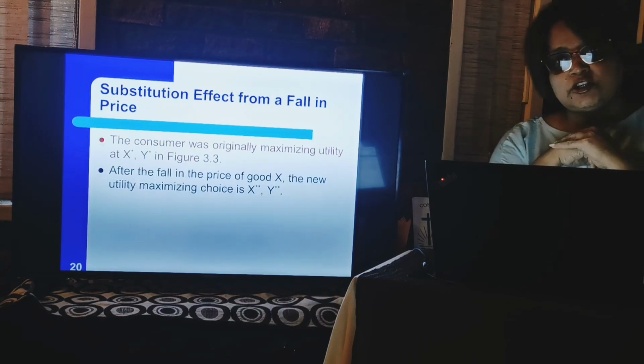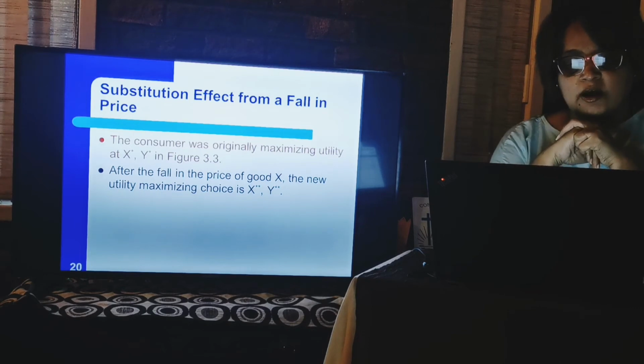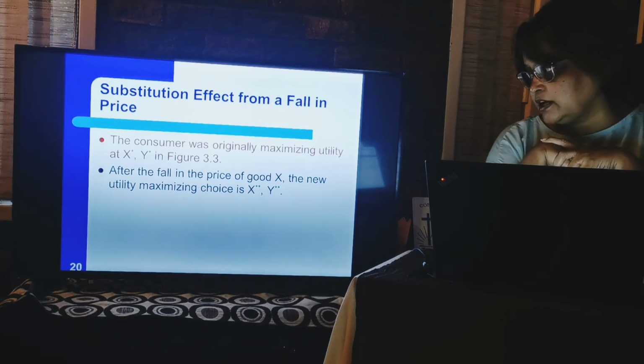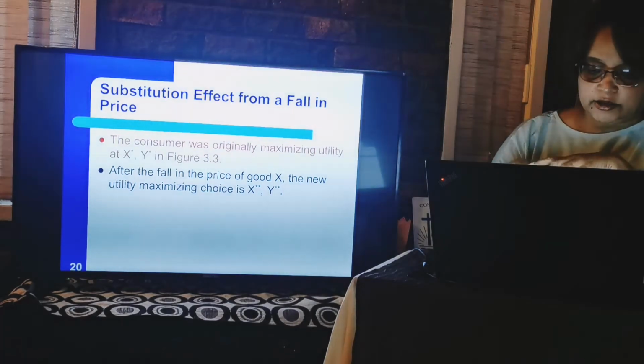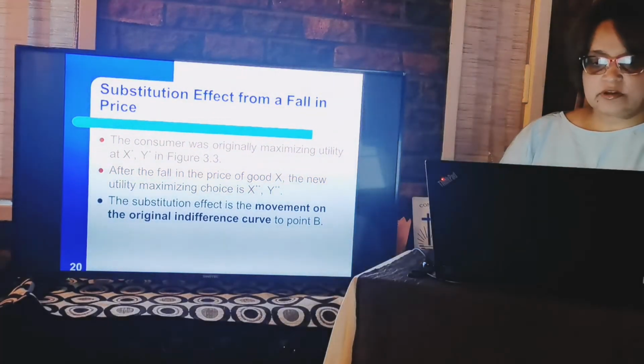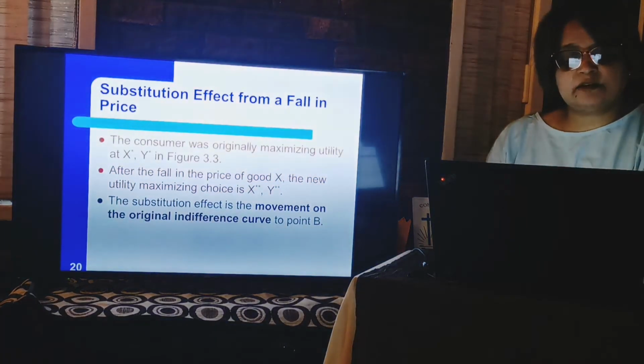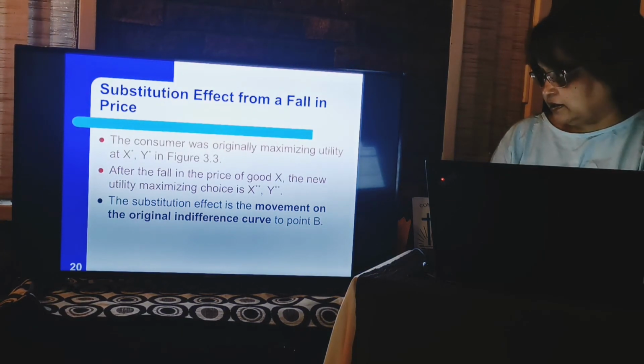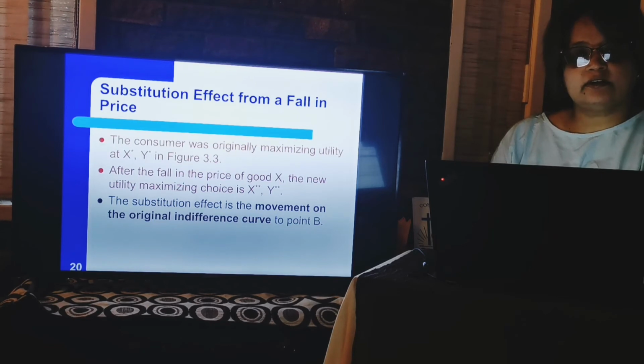The consumer was originally maximizing utility at X1 and Y1. In Figure 3.3, after the fall in the price of X, the new utility maximizing choice was X2 and Y2. The substitution effect is the movement along the original indifference curve to point B. Substitution effect: what would you exchange for one if the price falls or increases?